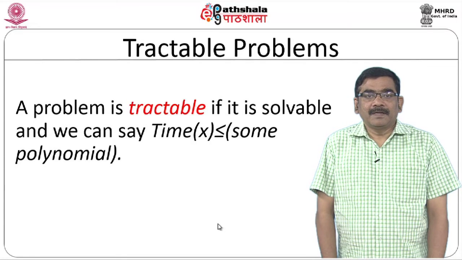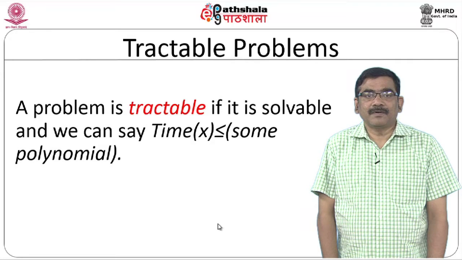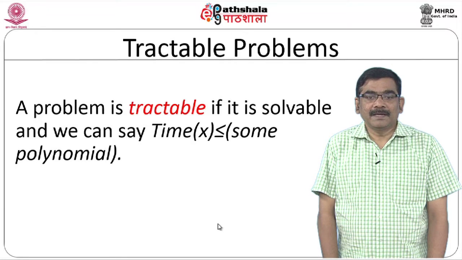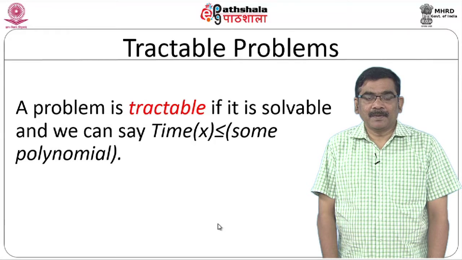From the concept of solvability, we get the concept of tractability. A problem is tractable if it is solvable and also solvable in time that is less than or equal to some polynomial time. If that is the case, then we say that the problem is tractable. If a problem exists where we can't ensure these conditions, it is called an intractable problem. There are many problems that are intractable in nature. For example, the traveling salesperson problem for larger instances is an intractable problem.